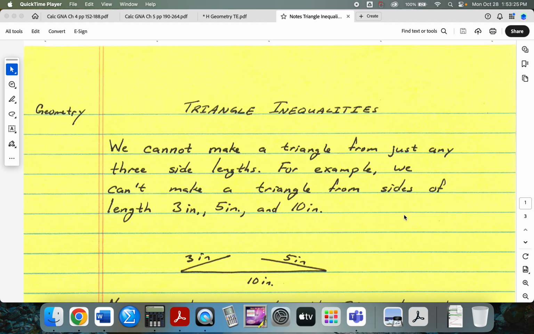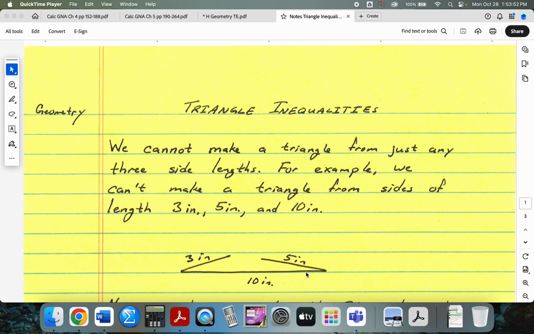Today we're going to do our last lesson on triangles, and this is on triangle inequalities. So the first thing that you have to know is you can't make a triangle out of just any three side lengths you want. There are some restrictions on that. For example, if we try to make a triangle out of something that's 3 inches, 5 inches, and 10 inches, it's never going to work.